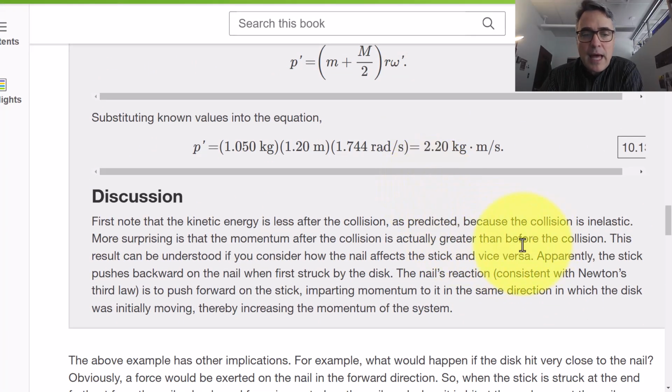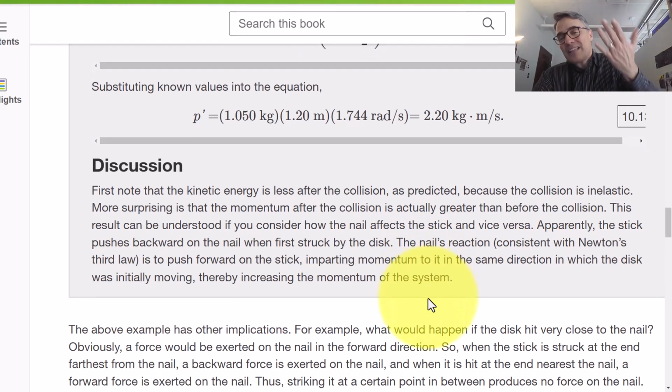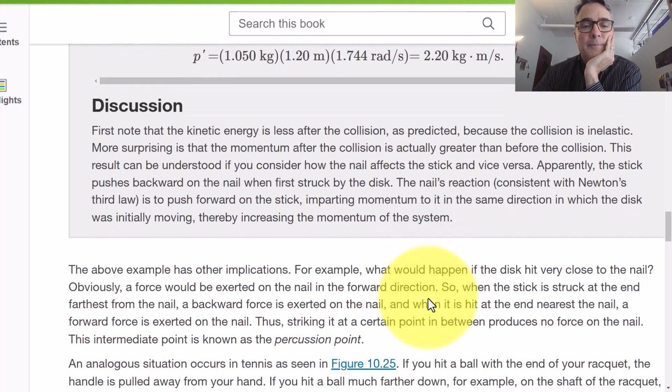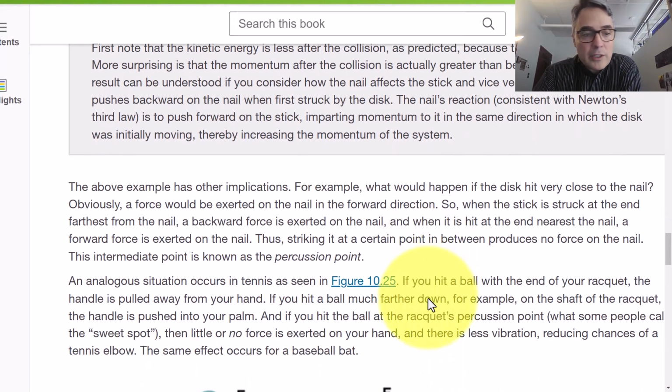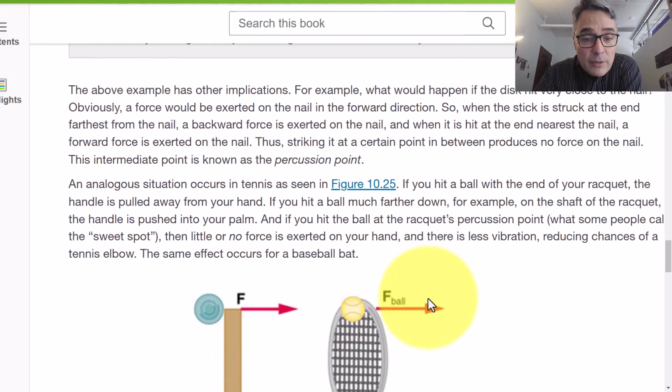And they describe that as apparently the stick pushes backwards on the nail when it's first struck by the disc, and the nail's reaction, consistent with Newton's third law, is to push forward on the stick, imparting momentum to it in the same direction in which the disc was initially moving. So it actually increases the momentum of the system. So that's because the nail is connected to the earth, and the earth can then transfer momentum. So whenever something is connected to the earth, either by the floor or by a wall or something, momentum actually is not conserved because it gets transferred by the earth.